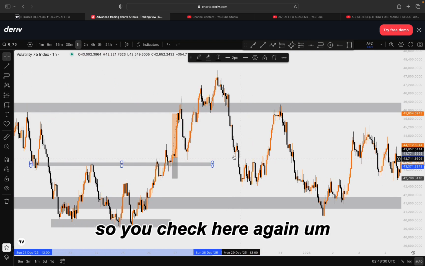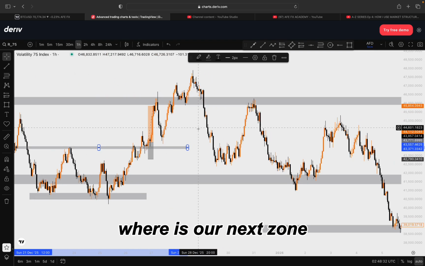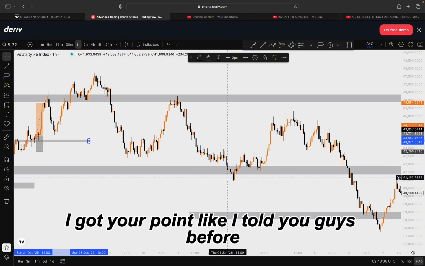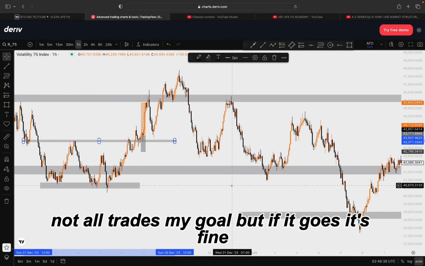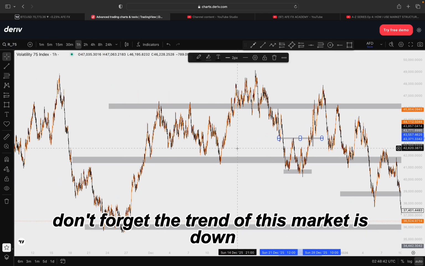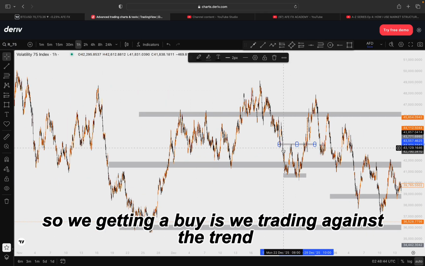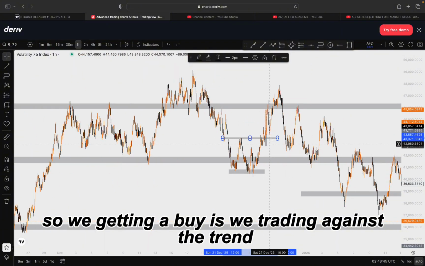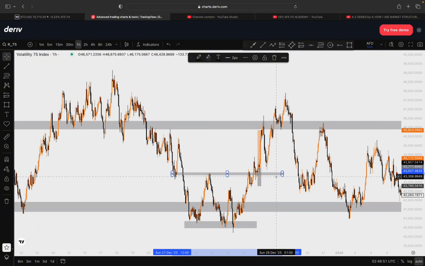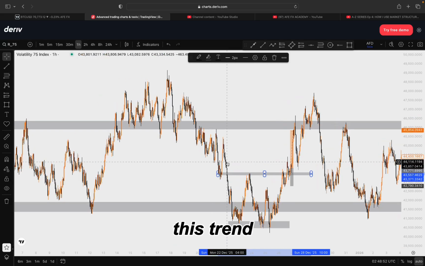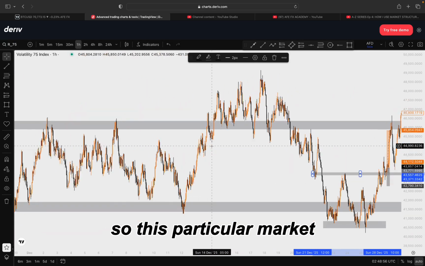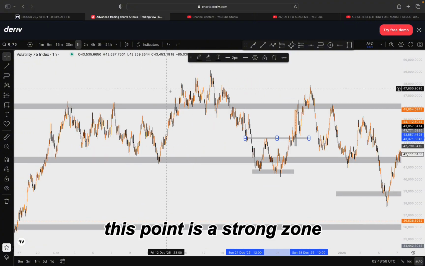So you check here again. Where's our next zone? When did the market get to the zone again? Here. We got a point. Like I told you guys before, not all trades might go, but if it goes, it's fine. And don't forget, the trend of this market is down. So if we get a buy, we're trading against the trend, and it's risky. I told you guys that if you want to trade against the trend, you'll be ready for whatever it brings your way. So in this particular market, this point 2 is a strong zone.